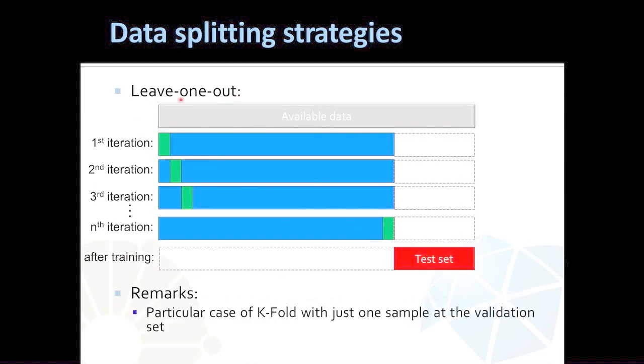The leave one out method is a particular case of the k-fold where the validation set has exactly one sample. In the first iteration, the first example of the available data will be removed from the training set. This single example will be the validation set for that particular iteration. The system is fully trained with this data. In the second iteration, the second example will be selected for the validation set, and so on. The number of iterations will be the number of examples. The process follows exactly like in the k-fold method.